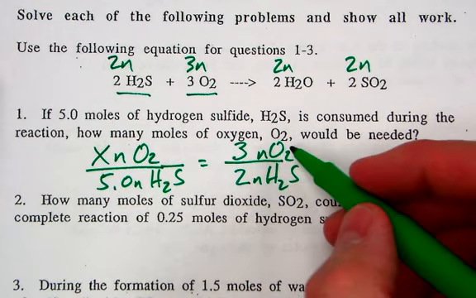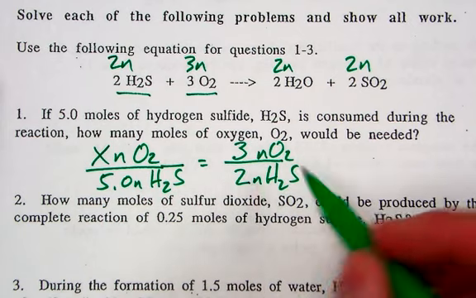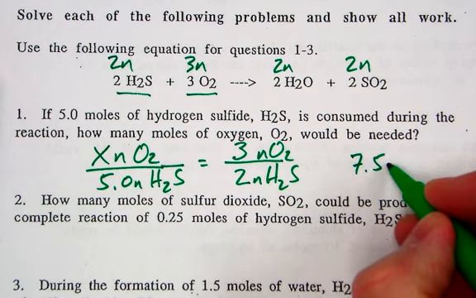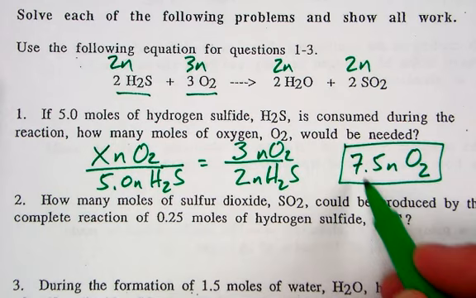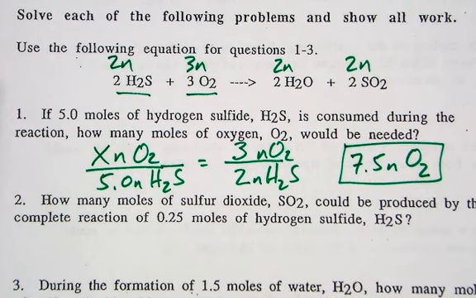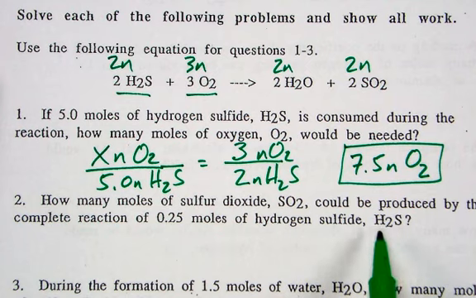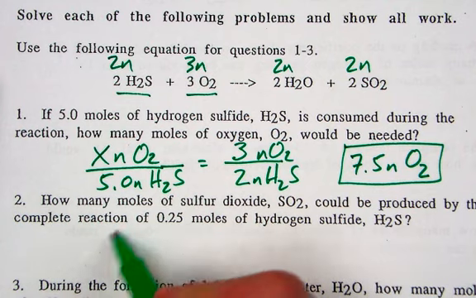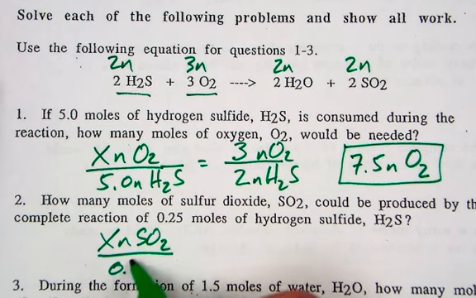Now we can take 5 times 3 is 15, divided by 2 is going to give us 7.5 moles of O2 as our final answer. The next problem down says how many moles of sulfur dioxide could be produced by the complete reaction of 0.25 moles of hydrogen sulfide, H2S. So how many moles of SO2 is what we want to find out. Our given information is 0.25 moles of H2S.